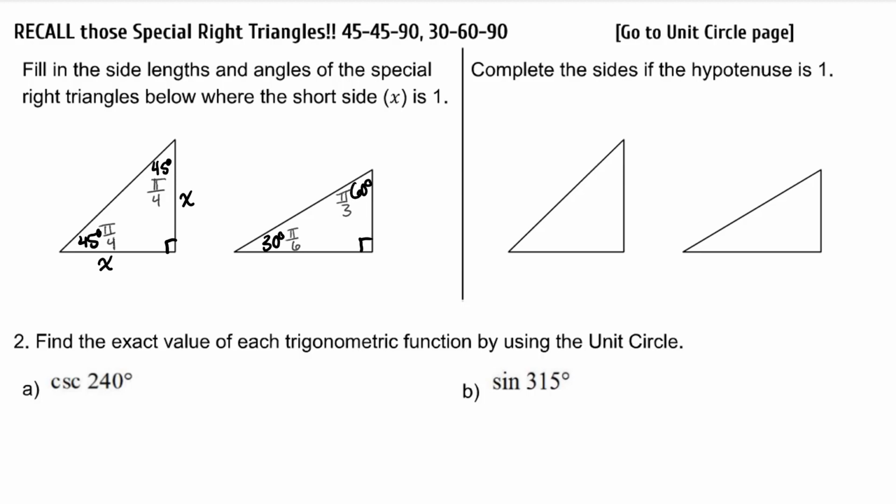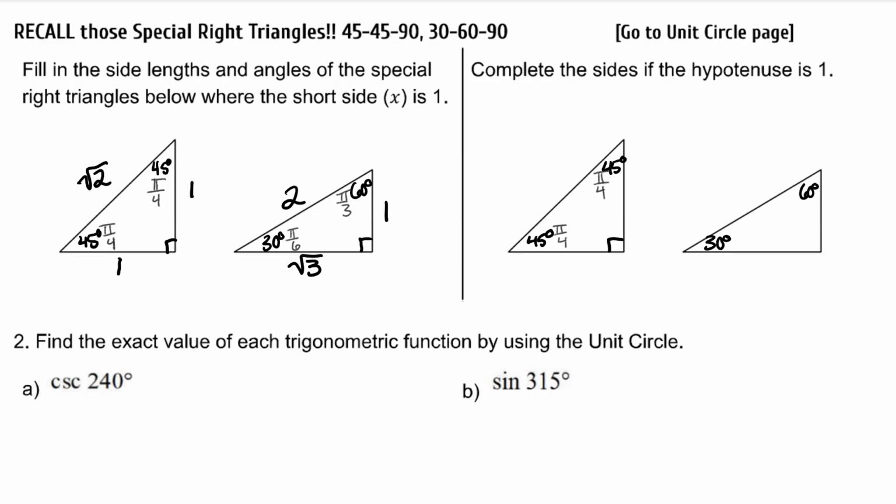Fill in the side lengths and angles of the special right triangles below where the short side x is equal to 1. So the short side of your 45-45-90 is equal to 1. This is an isosceles right triangle, so both legs are 1. The hypotenuse is equal to the short leg times root 2, so 1 times root 2. That would be root 2. If the short side of the 30-60-90 degree triangle is 1, then the side across from the 60 degree angle will be 1 times root 3, and the hypotenuse will be 1 times 2.